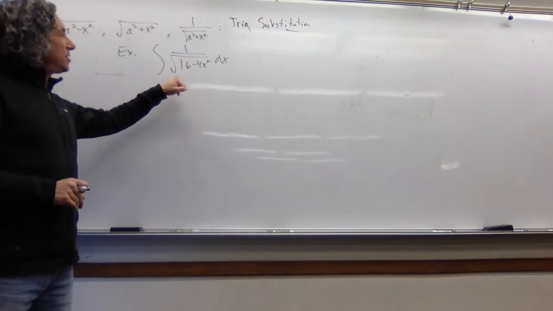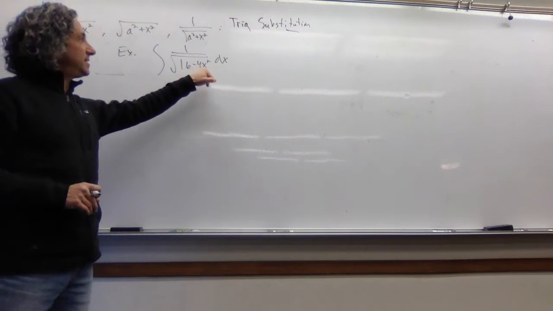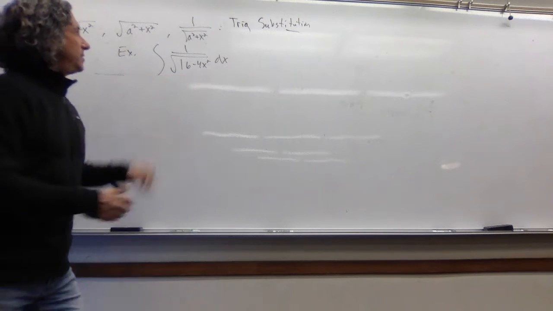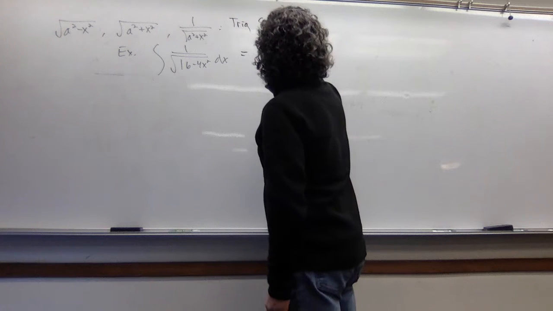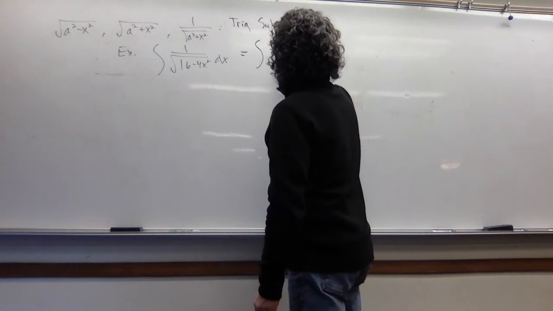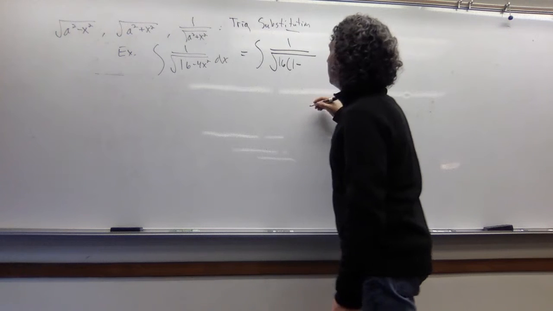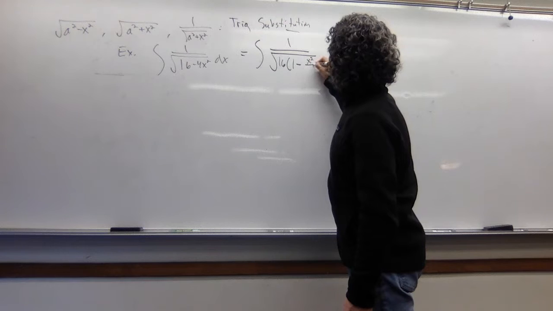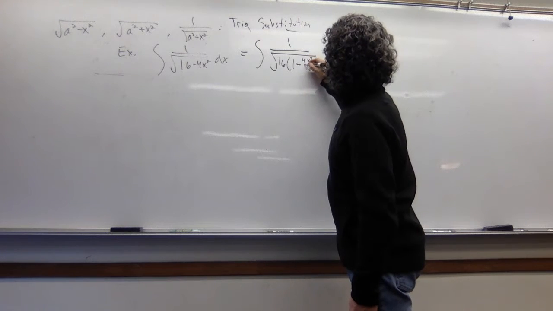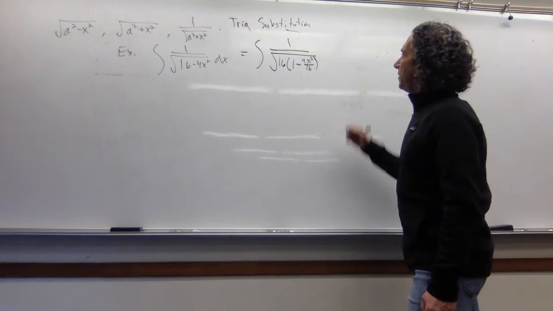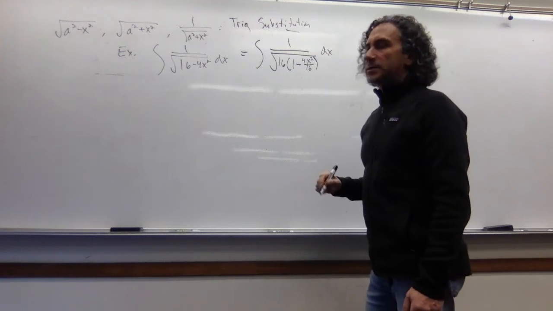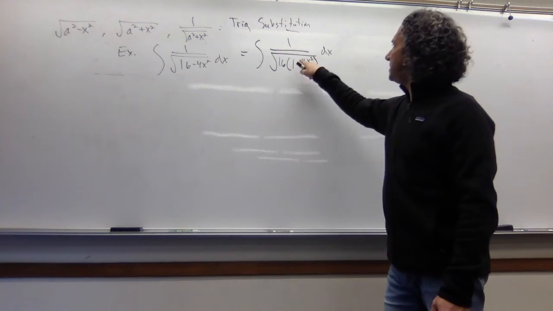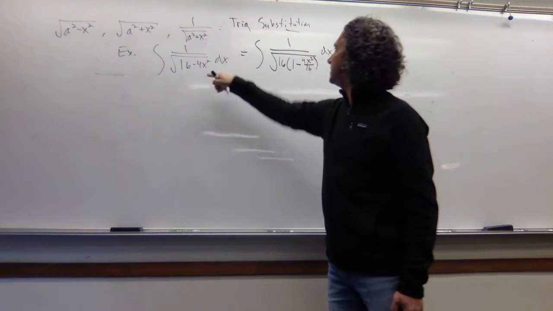However, we need it to look like, again, 1 minus something squared. So since I need a 1 here, let me factor out a 16 first, so that this becomes the integral of 1 over the square root of 16 times 1 minus 4 over 16 times x squared. Before we clean this up, make sure you believe this. 16 times 1 is 16. 16 times minus 4 over 16 is minus 4.